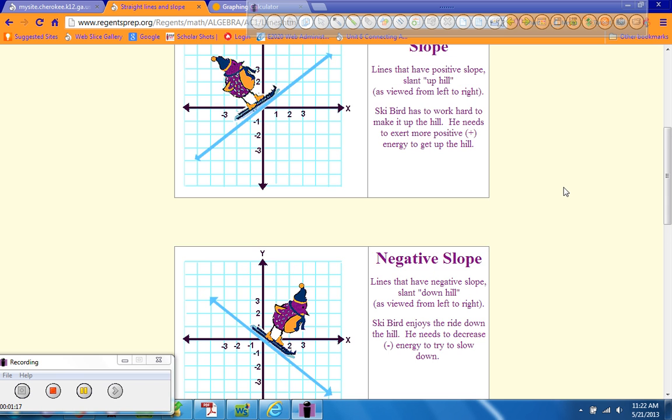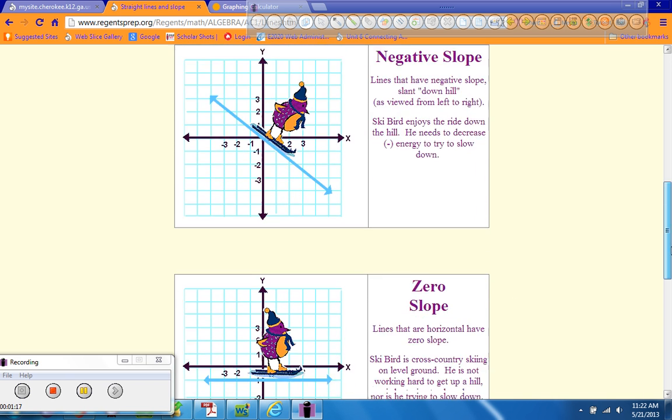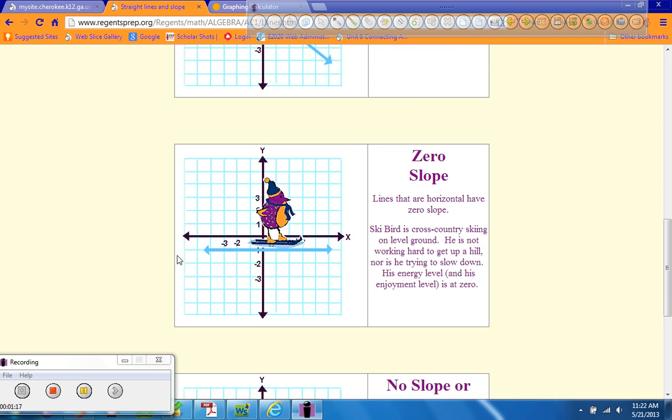So again, we can look at a line and tell whether it's positive or negative by the way it tilts. If you're not sure on a graph, or when you come up with the ordered pair and graph it, you could tell if it's positive or negative. And then we have a zero slope. If it's straight across our page and you're not moving anywhere, that's going to be zero slope. Lines that are horizontal have a zero slope.